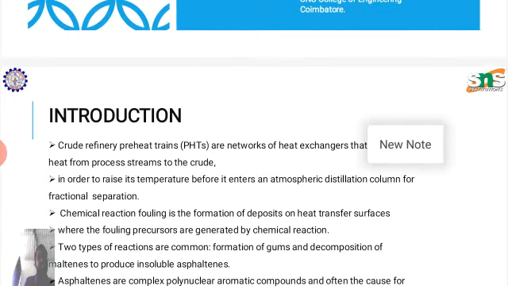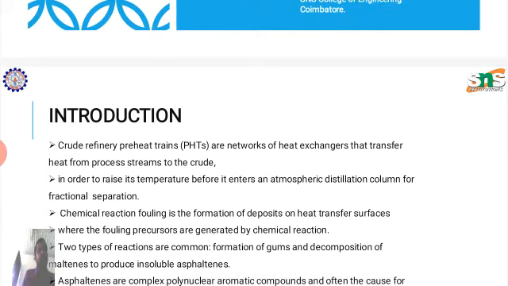Crude oil fouling is a complex phenomenon. Fouling is caused by different mechanisms at different locations on the PHT. As a consequence of different chemical and physical mechanisms, chemical reaction fouling is known to be the dominant mechanism downstream of the desalter. Chemical reaction fouling is the formation of deposits on heat transfer surfaces where the fouling precursors are generated by chemical reaction. Two types of reactions are common. The first one is formation of gums.